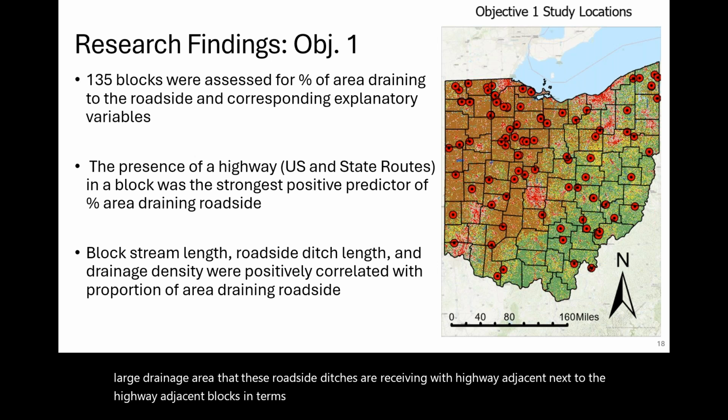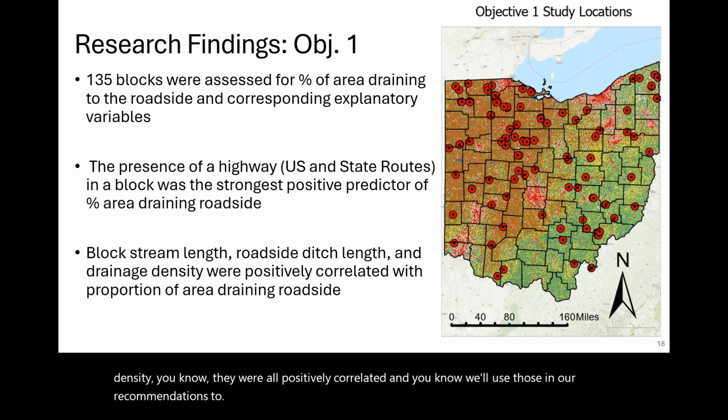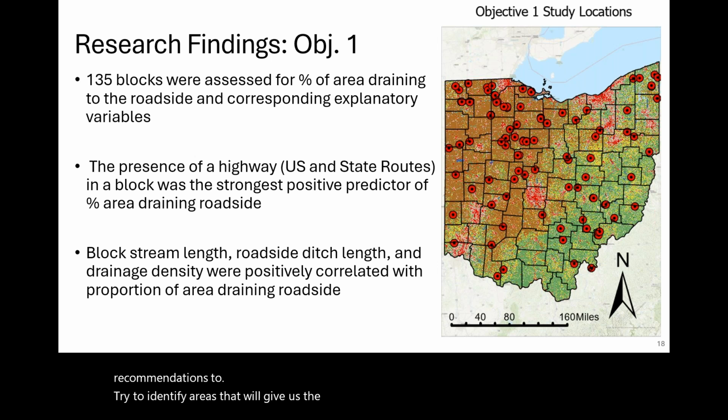In terms of block stream length, roadside ditch length, and drainage density, they were all positively correlated, and we'll use those in our recommendations to try to identify areas that will give us the biggest bang for our buck management-wise.